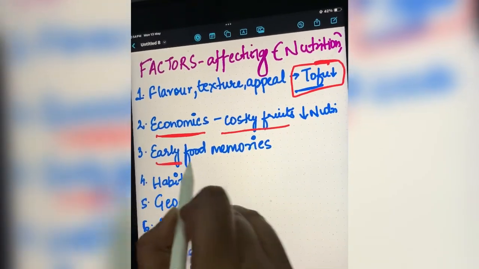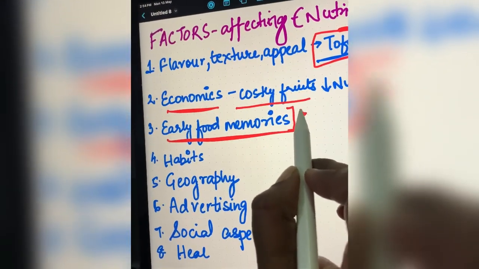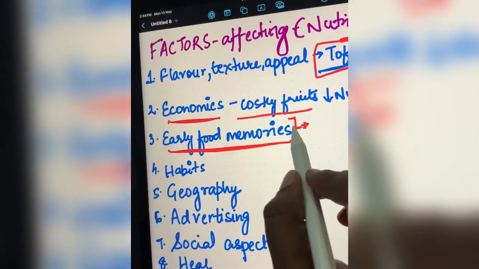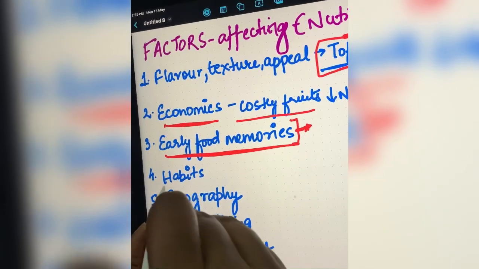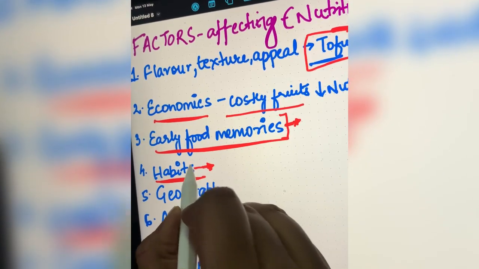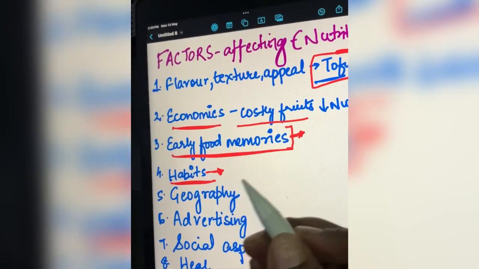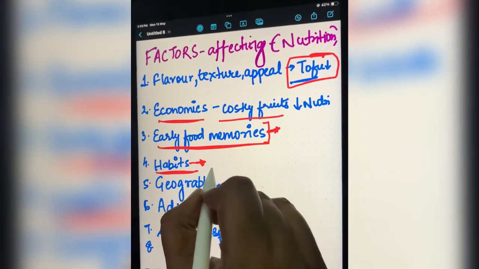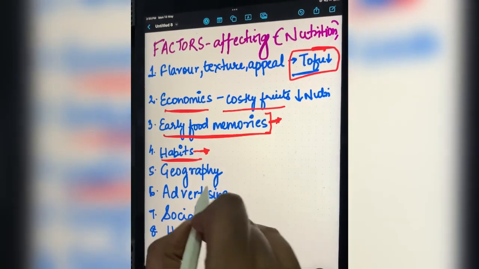Then comes early food memories. Sometimes whatever we had in our childhood, we still want to have those things only, irrespective of their calorie count or their dietary advantages. Habits. Suppose somebody has a habit of eating a burger at breakfast, that is a habit only, so you cannot change the habit. So the person has a faulty habit of having junk food. So these are some of the factors which affect the nutrition of a person.